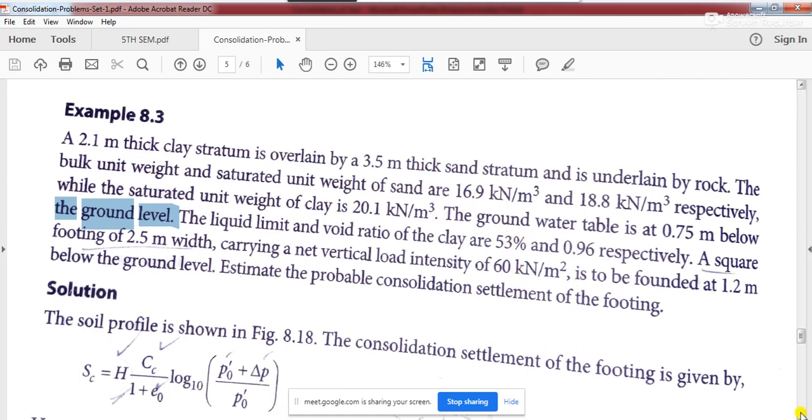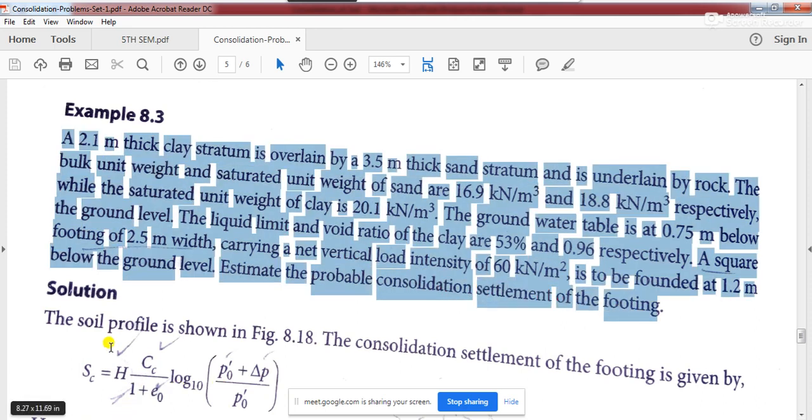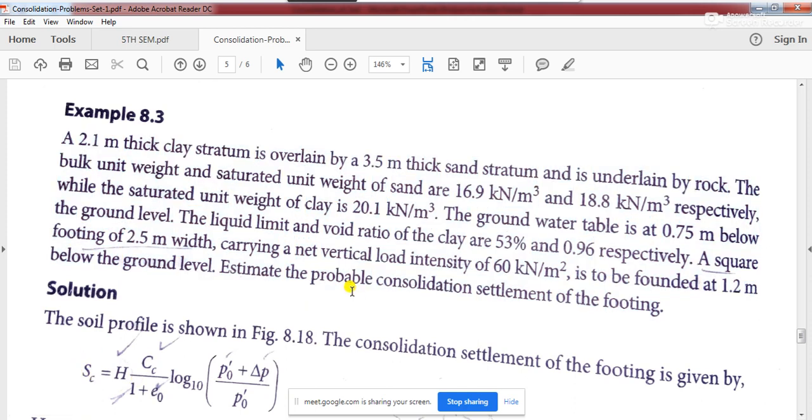Okay, now you need to find out the consolidation settlement, and we have seen that for finding out consolidation settlement, this is the formula in the previous class, and in many previous classes we have discussed it, and in the previous class also we solved a problem using this. Now for this problem, how do you find out the value of this Sc? That is the question over here. So let us try to solve this problem step by step. It's a very good problem.